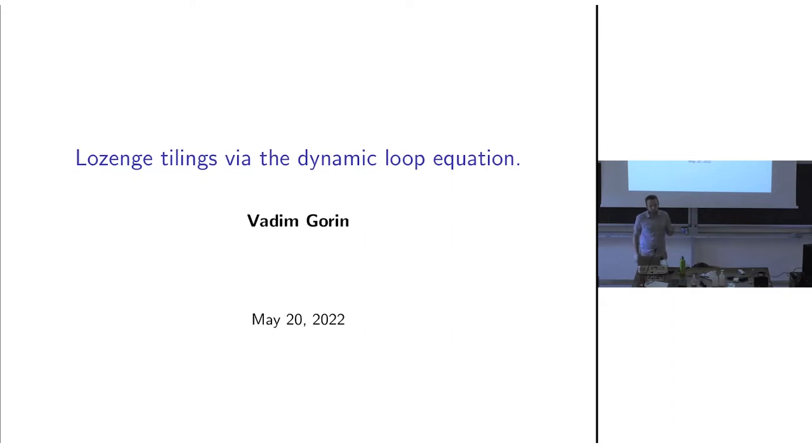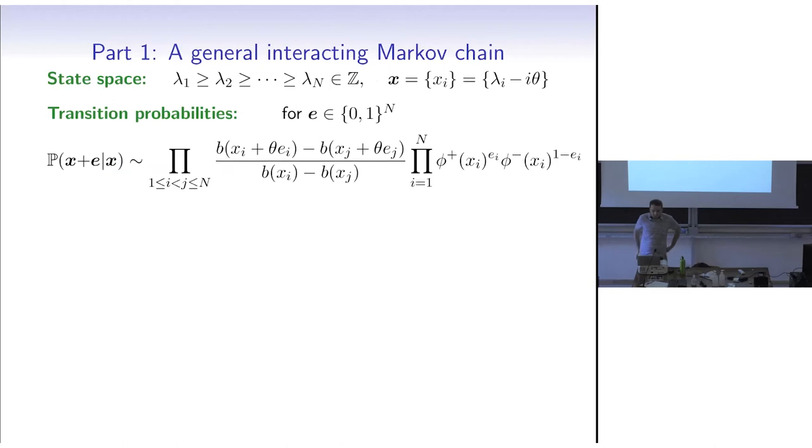So the talk will contain two parts. First, I will try to present something which will be called dynamic loop equation, which is some equation for very general Markov chains. And then I will apply it in the second part to Lozenge tilings to obtain some new results describing their asymptotic behavior. Okay, so let's start with this part about dynamic loop equation.